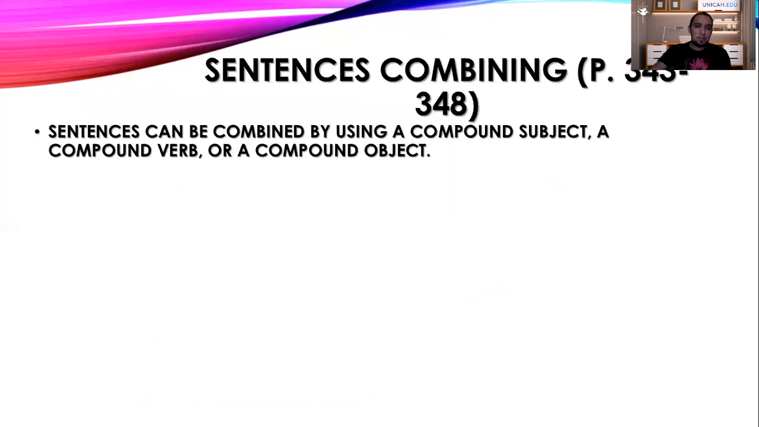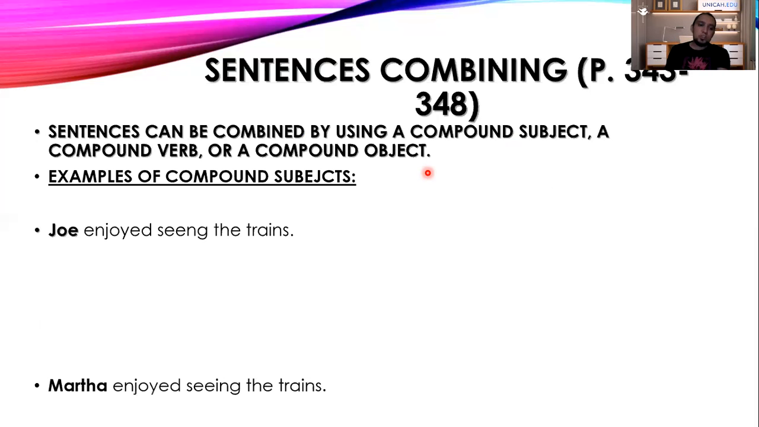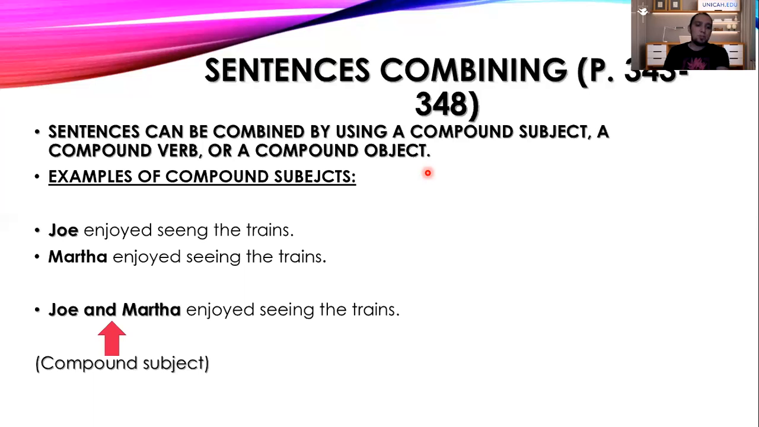these topics. Listen, now we're going to be combining sentences. We have already used types of sentences and clauses. Now we have compound subjects, compound verbs, and compound objects. Listen, it's very easy. We have examples of compound subjects. We have, for example, Joe enjoyed seeing the trains, or Martha enjoyed seeing the trains. Now I can combine these two sentences in one. I just have to combine Joe and Martha. And what is the result? Joe and Martha enjoyed seeing the trains. So Joe and Martha is the compound subject.